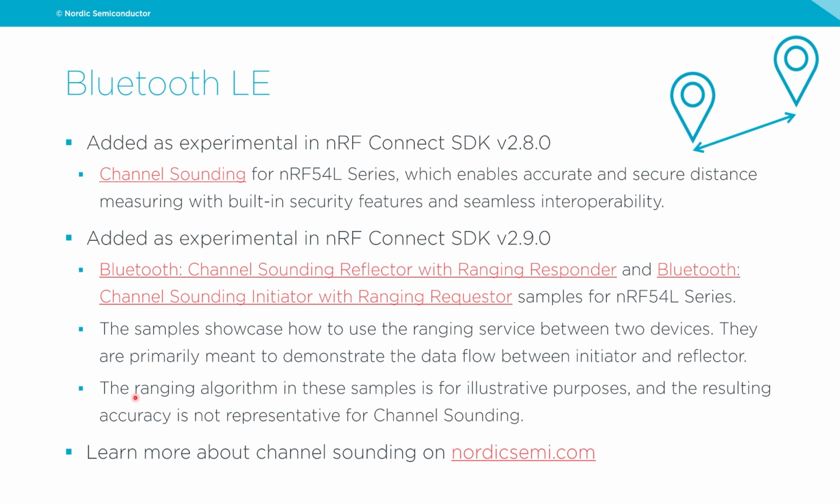One really important thing is that in these samples, the ranging algorithm is only there for illustrative purposes. You will see a distance calculation coming out of the serial port, but that is just for illustrative purposes, which means that the algorithm is not optimized yet, and the accuracy that you'll see there is not representative of what you will be able to achieve with channel sounding when we have an algorithm that is tested and verified to do accurate distance measurement. So just wanted to highlight that.